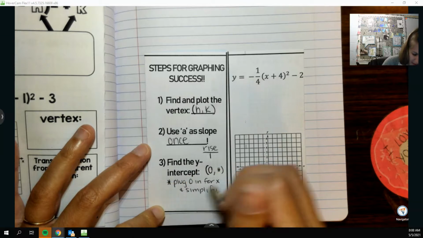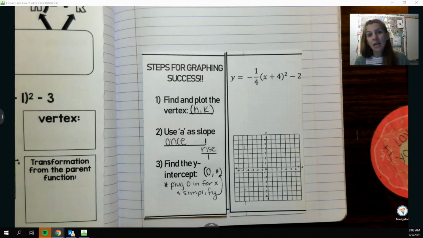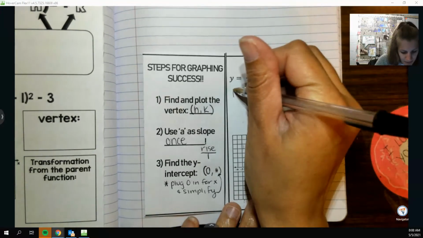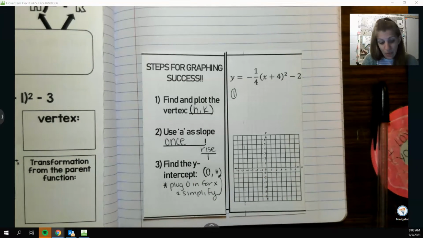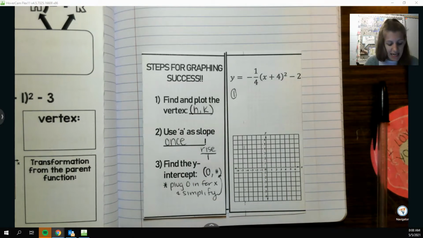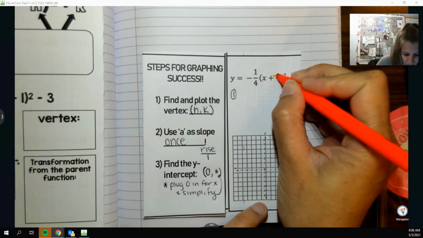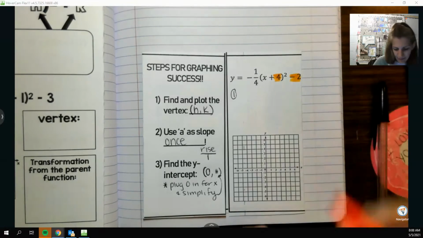That will get me the y value, and then I put it right here, and I go plot that point. Okay, so if we try that with this graph here, step number 1, we're going to find and plot that vertex. So the way that I find my vertex is I look inside parentheses and outside parentheses.